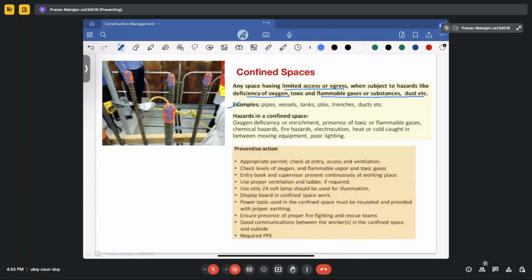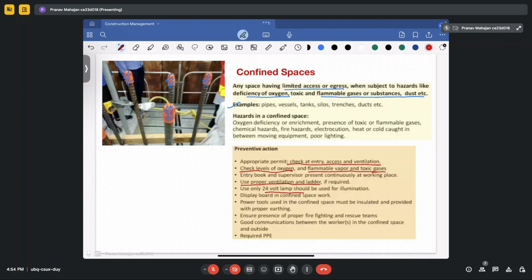So what preventive actions can you take here? First, take into account the appropriate permit, a check at entry, access, and the ventilation that is required. Second, you have to check the proper level of oxygen available and that there are no flammable, vapor or toxic gases inside. Third, an attendant and supervisor should be present throughout the carrying out of such activity in confined places. Fourth is providing proper ventilation and a ladder if required.